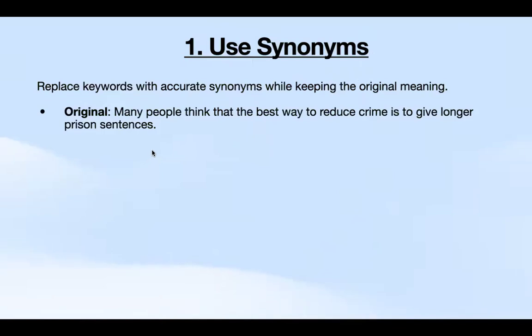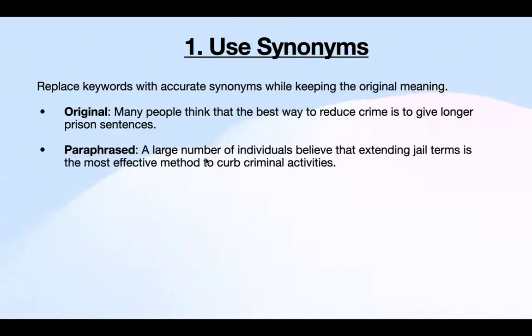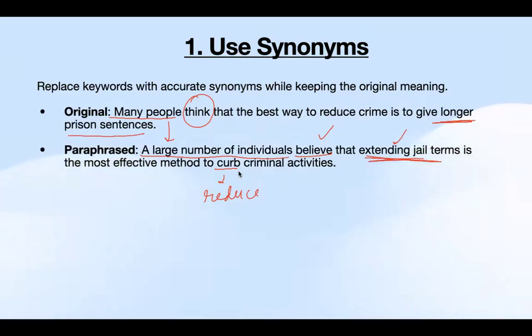For example, here the question statement, let's say, is written as: many people think that the best way to reduce crime is to give longer prison sentences. Prison sentences means imprisonment. If you have to rephrase it, then you can write it as a large number of individuals. Many people is now rephrased as a large number of individuals. For think, the word is believe. That extending jail terms, extending for longer, the word is extending. Jail terms is the most effective method to curb criminal activities. Curb is for reduce, right? And jail terms, that is prison sentences. So, this is how the sentence can be made, by using different synonyms.